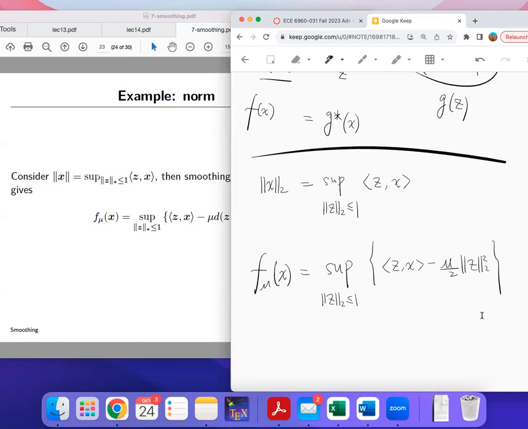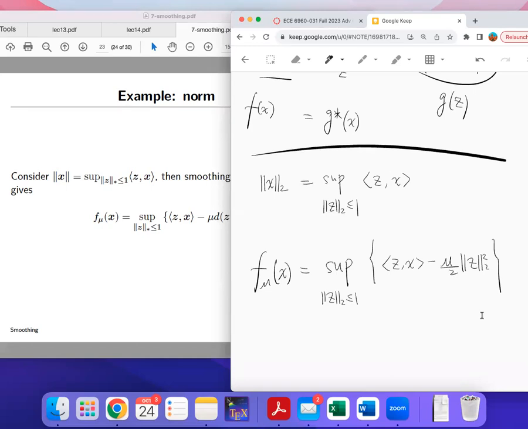You can, and then you solve this problem. You solve this problem, and you will get that answer. So this is a quadratic problem. So obviously, okay, how to solve this problem?